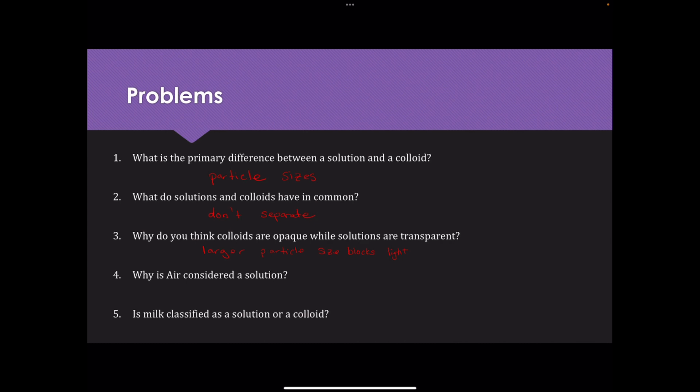Thankfully, because otherwise, if we were in a room with people and one part of the room had oxygen and the other part didn't have that oxygen, people wouldn't be able to breathe. But instead, we've got the same composition of oxygen throughout that entire mixture of air. So air is a solution. Air consists of gases, which are small particles.